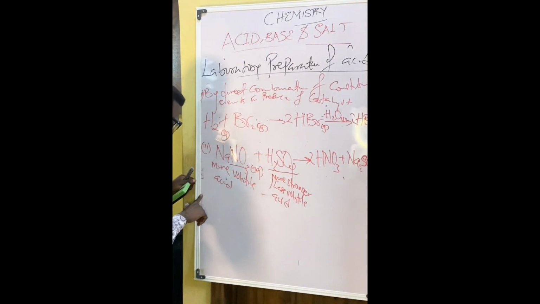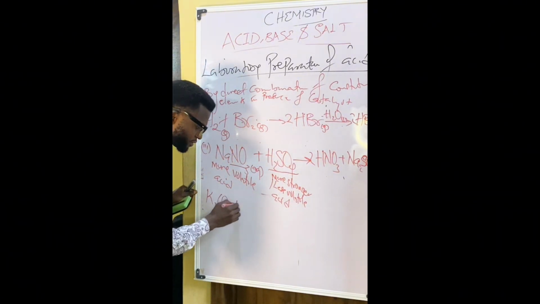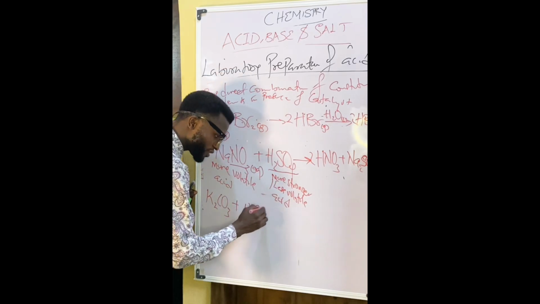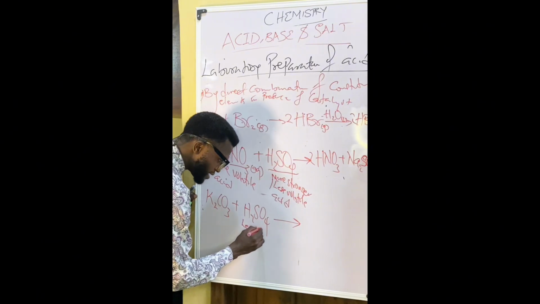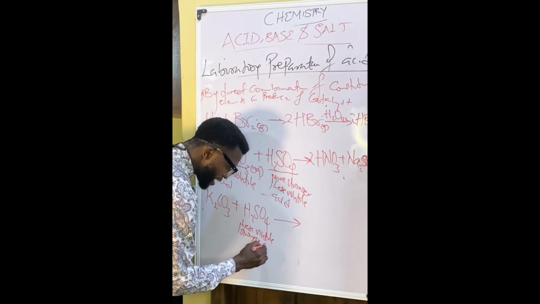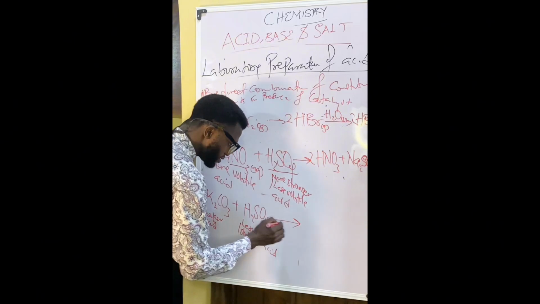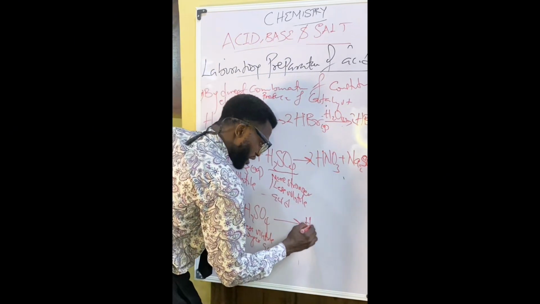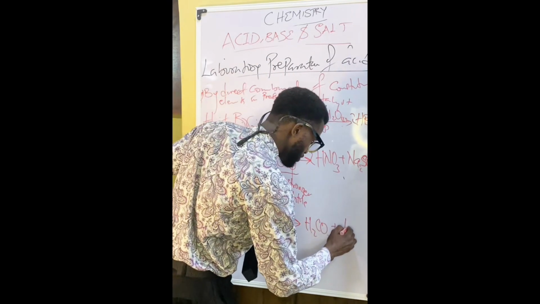Then another equation is potassium carbonate, potassium trioxocarbonate 4, reacting with tetraoxosulfate 6 acid. This is a less volatile or stronger acid. Why this is a weaker acid. So this will give me trioxocarbonate 4 acid and potassium sulfate.